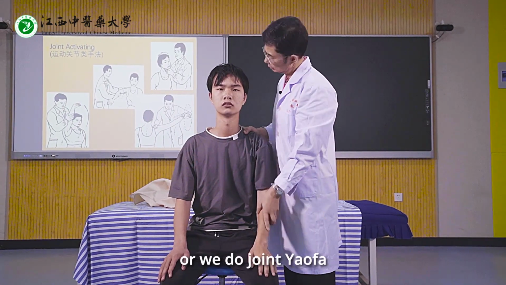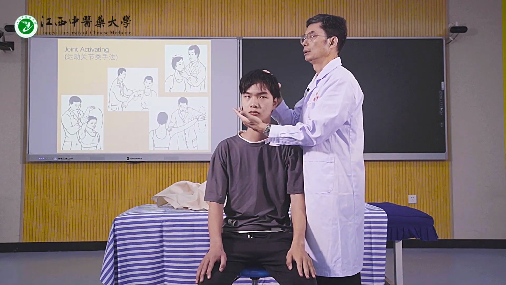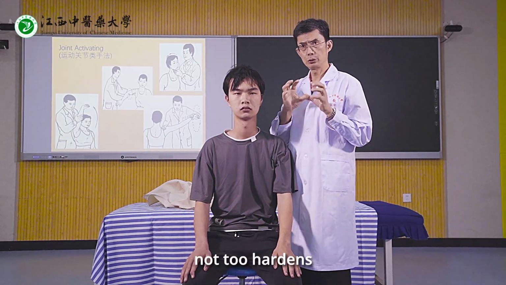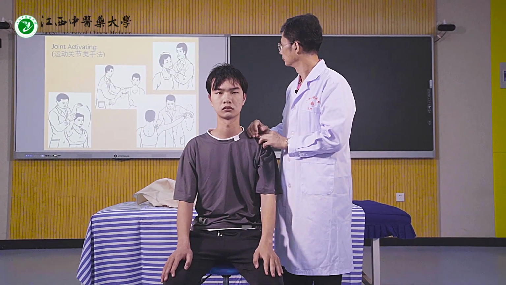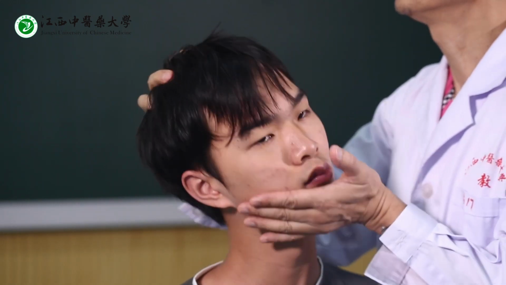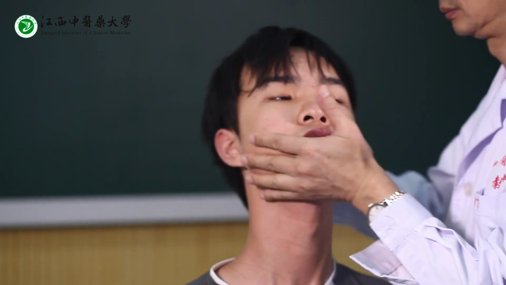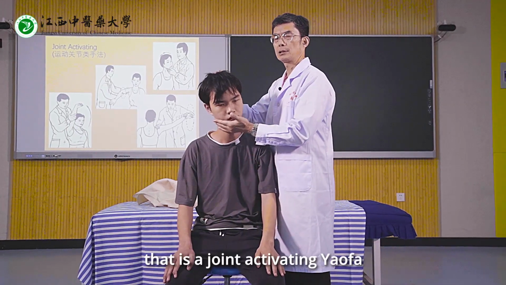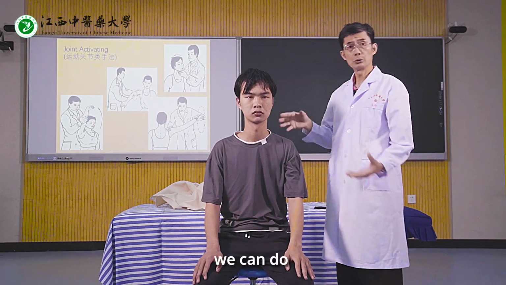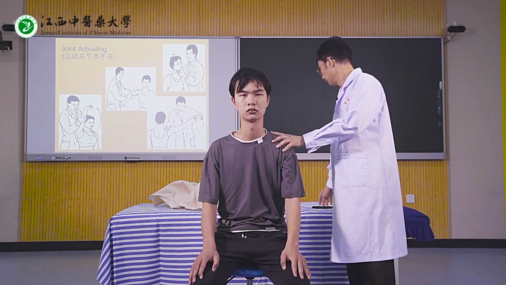Or we do joint yao fa. Relax. When we do it on the neck, it should be very soft, mild and gentle, not too sudden, not too rapid, slowly and mildly, like this. Relax. That is joint activating yao fa. All these joints, we can do this kind of manipulation to mobilize the joint, to lubricate the joint.